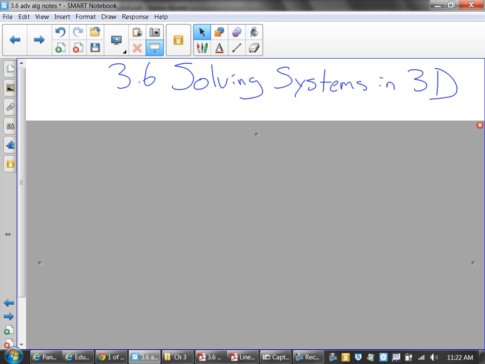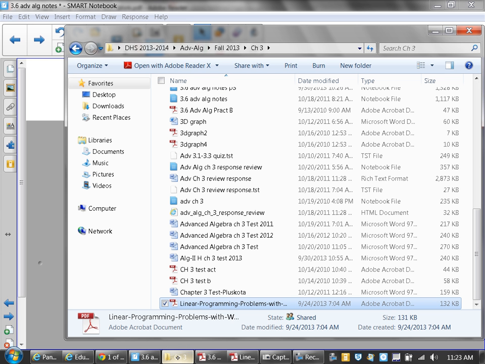So now what we've got is 3.6. In section 3.6, we're solving systems now in 3 dimensions. One of the things that we used to do that we don't do anymore is we actually used to plot and graph.